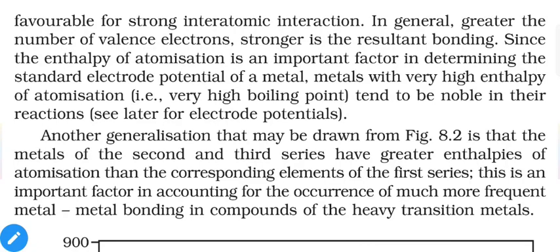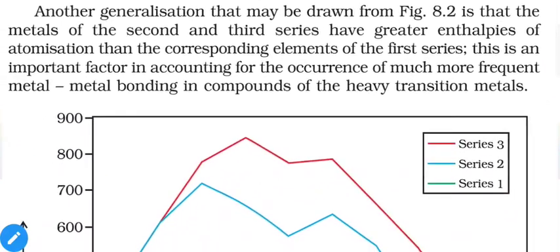Since the enthalpy of atomization is an important factor in determining the standard electrode potential of metals, metals with very high enthalpy of atomization tend to be noble in their reaction. That means noble metals have very high enthalpy of atomization. We will discuss electrode potentials later, in later points.